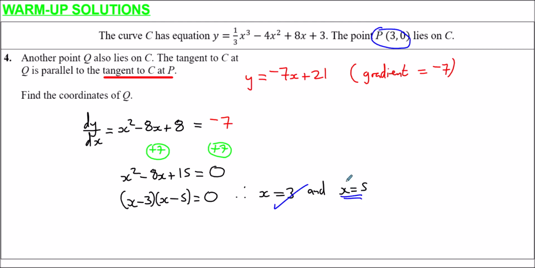So when x is equal to 5, we can substitute in to find y. y will be 1/3 times 5 cubed, minus 4 times 5 squared, plus 8 times 5, plus 3. Again, definitely use a calculator for this one. This is to find the y coordinate when x is equal to 5.